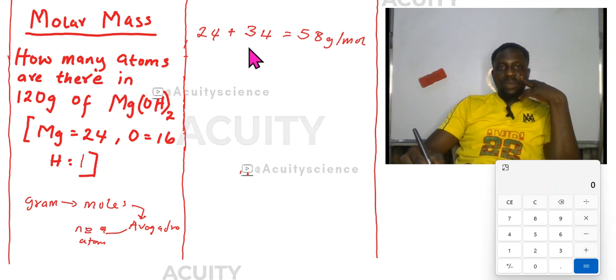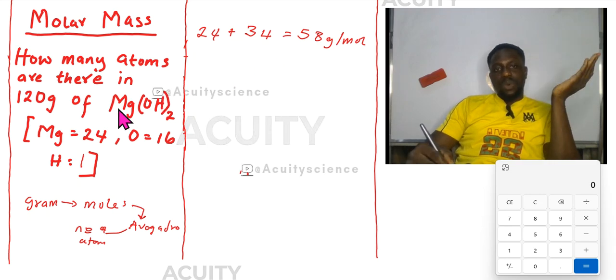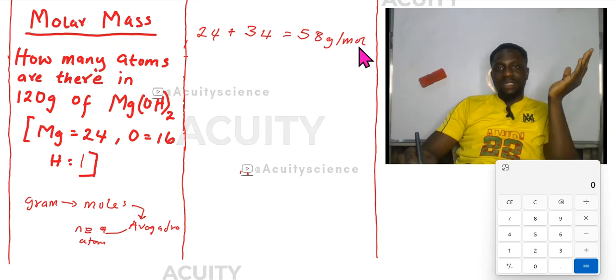Okay, this means that 1 mole of magnesium hydroxide. Oh, I did not multiply. All right, I did that. Okay, so this means that 1 mole of magnesium hydroxide will weigh 58 grams. Okay, so 58 grams to 1 mole.